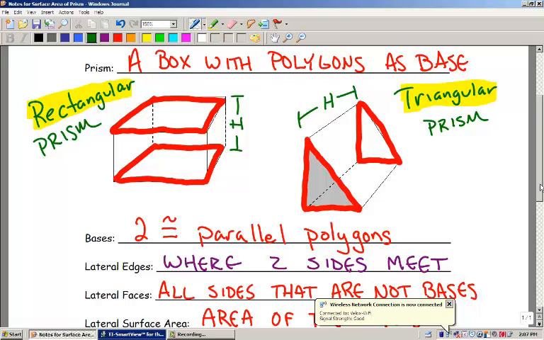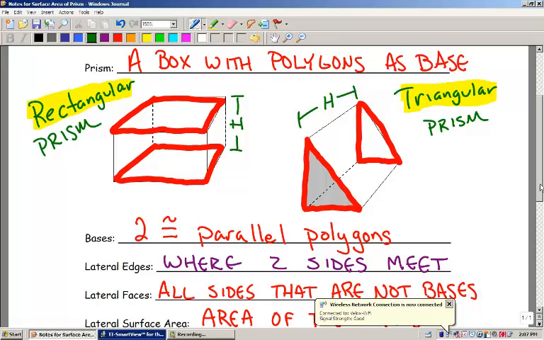Your bases are going to be parallel polygons and they are going to be congruent to each other. Your bases can be any polygon that we have talked about. They could be triangles. They could be squares. They could be rectangles. They could be regular hexagons, regular pentagons, equilateral triangles. They could be a trapezoid. So your bases can be any polygon that we have talked about in the past.